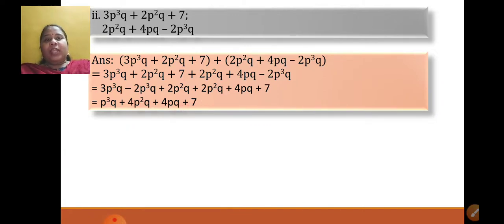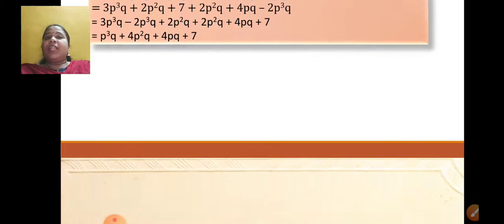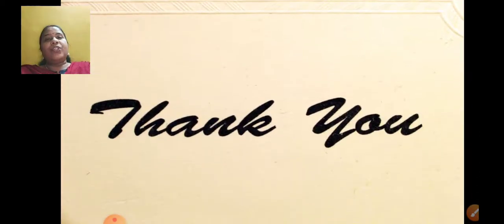With this I come to the end of this session. Today we have revised a few important terms like coefficient form and index form, and how to add polynomials, and solved a few related sums from the problem set. Remaining will continue in the next session. Thank you.